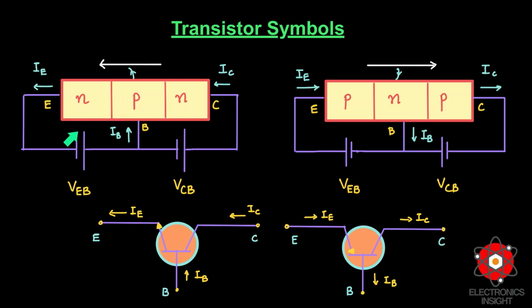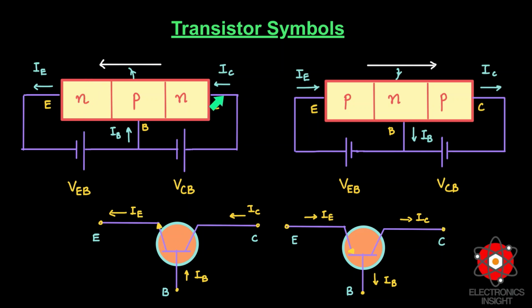As these electrons flow through the p-type base, they tend to combine with the holes that are present inside the base. As the base is lightly doped and very thin, only a few electrons, just less than 5%, combine with holes to constitute the base current IB, and the remaining more than 95% of the electrons cross over into the collector region to constitute the collector current, called IC. In this way, almost the entire emitter current flows in the collector circuit.